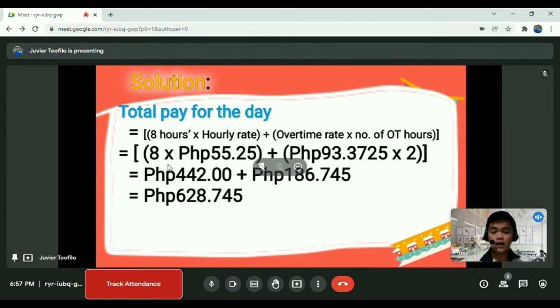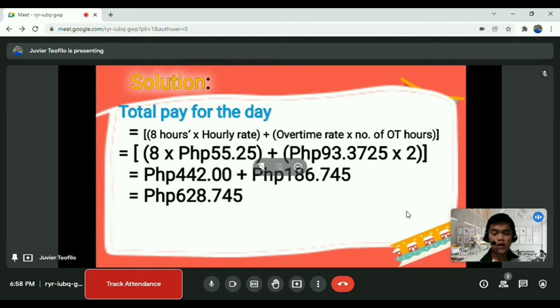Now, if you multiply this, we have 442 pesos plus 186.745 centavos. To sum it up, this is our final answer in problem number 2: 628 pesos and 745 centavos, in terms of rest day or special day.